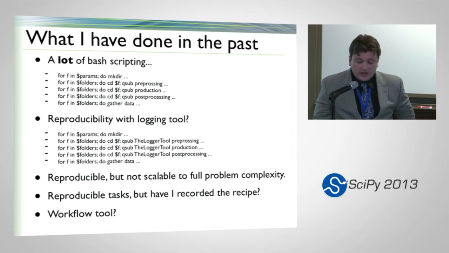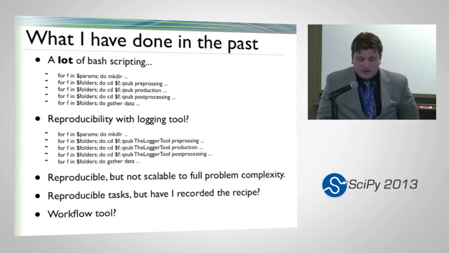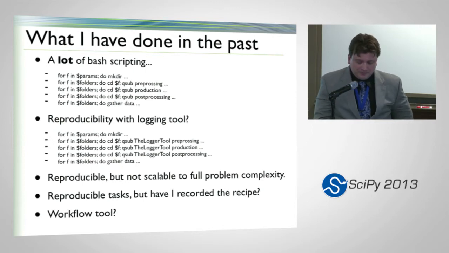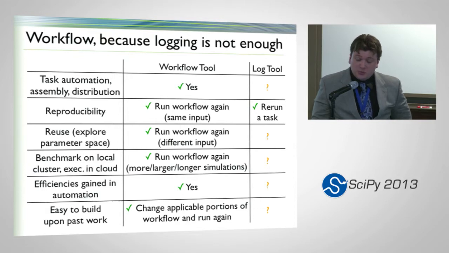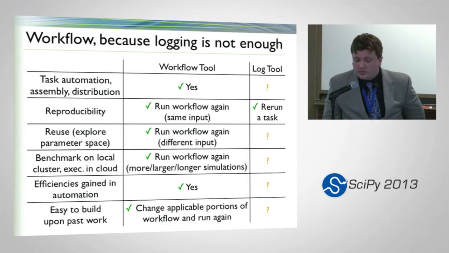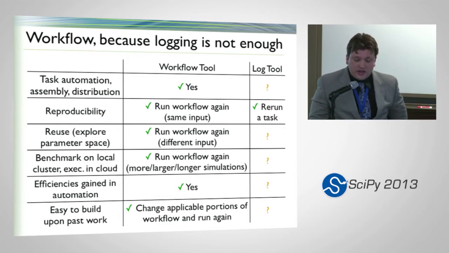And the other question I would ask is, if I'm just logging the steps, have I logged the recipe of how those steps were assembled? So this chart just shows what I want to do, and in general terms, what I think a logging tool could do if I was searching for one, and a workflow tool. I want to be able to automate and assemble all of my tasks. I would hope that it improves my reproducibility. I'd like it to be reusable as well, such that I can construct this workflow on a local machine and then run it on something like the Amazon cloud.